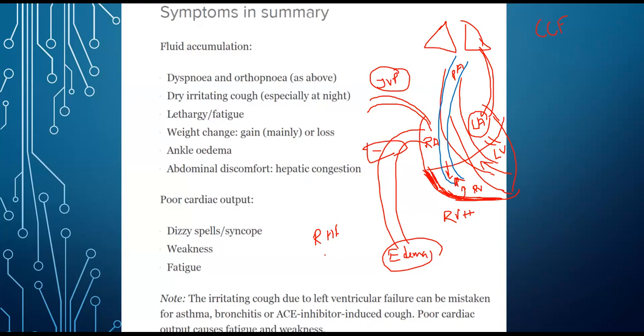So the patient will come to you saying that I get worsening of my shortness of breath when lying. Sometimes they will wake up in the middle of the night, gasping for breath. And that is what we call paroxysmal nocturnal dyspnea. So PND is a feature. Now, because of excess accumulation of fluid in the lung, the patient will also have bibasilar crepitations. So all of these are features of left ventricular failure, especially bibasilar crepitations.